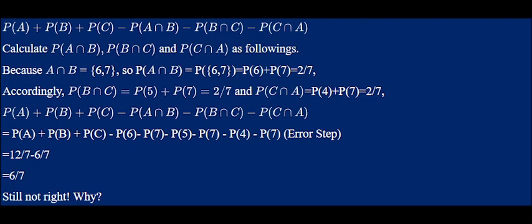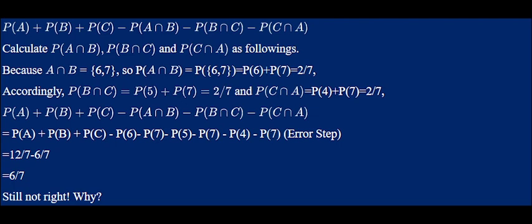Calculate A intersection B, B intersection C, and C intersection A as follows. Because A intersection B is 6 and 7, which is 6 plus 7, it is 2 over 7. Accordingly, this follows for B intersection C and C intersection A, which both equal 2 over 7 as well. So A plus B plus C minus A intersection B minus B intersection C minus C intersection A equals 12 over 7 minus 2 over 7 minus 2 over 7 minus 2 over 7, which is 6 over 7.